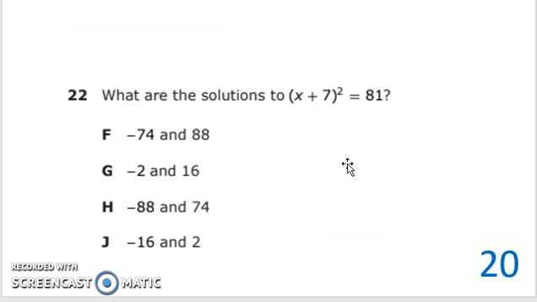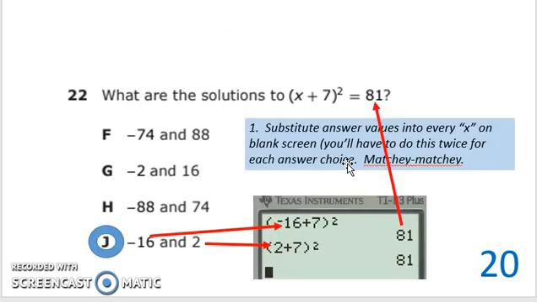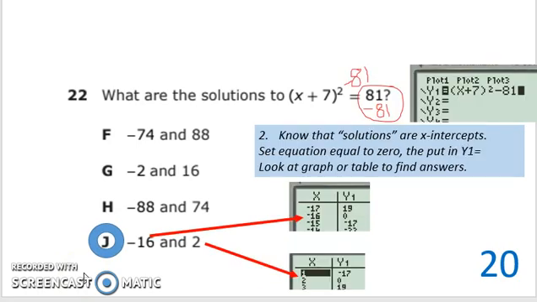Over here, the solutions, there are several ways you can do this. We can substitute the answer choices in for X, like I did right here. We're going to have to do them 2 times, once for the first number and once for the second number, and you can see that in a regular screen that J is my answer. You could also set this thing equal to 0 by subtracting 81 from both sides and then putting it in Y1, and then you need to scan the X values for -16 and 2, making sure that each of those has a Y value of 0, because that puts them on the X-axis.